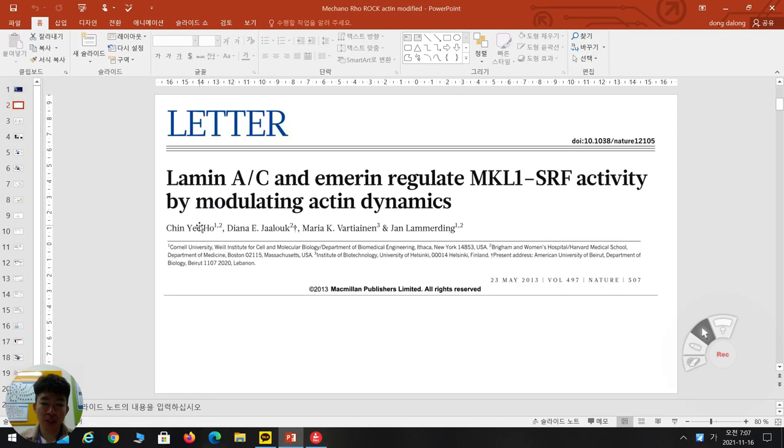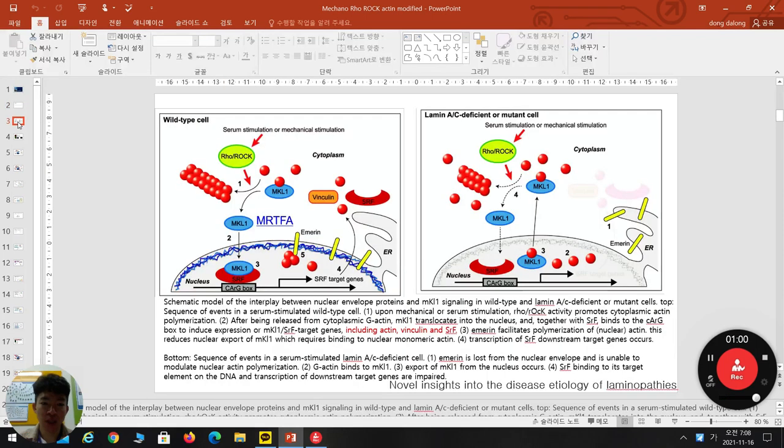So the first paper, in Nature Cell Biology: Lamin A/C and emerin regulate MKL1-SRF activity by modulating actin dynamics. In this paper, MKL1 is the well-known MRTFA. They first find the role of MRTFA-SRF activity and then how it is linked to lamin A/C and emerin regulation. So this is their final outcome. When you see the wild-type cell, first please follow the numbers.